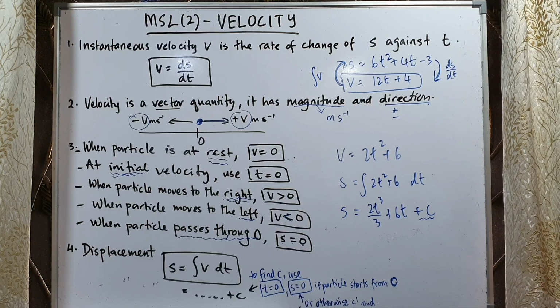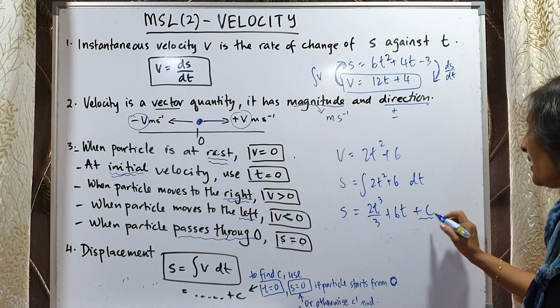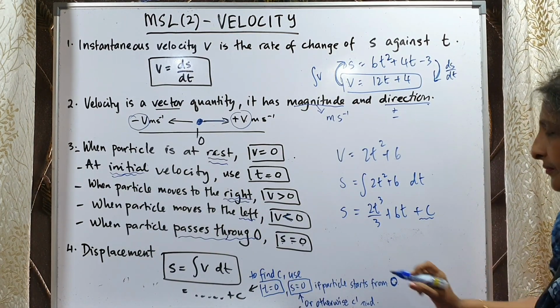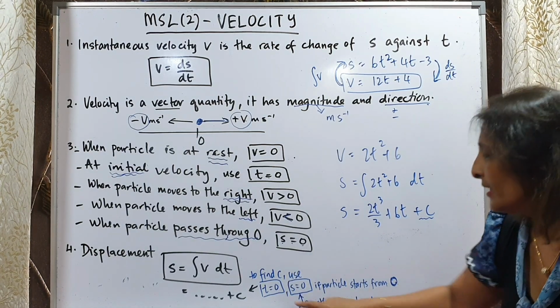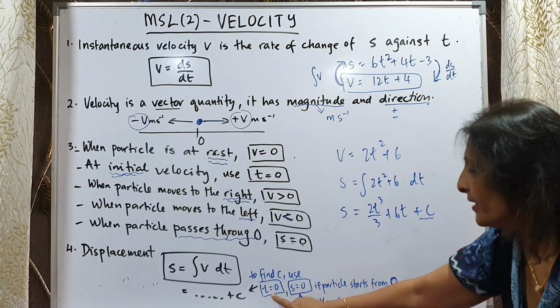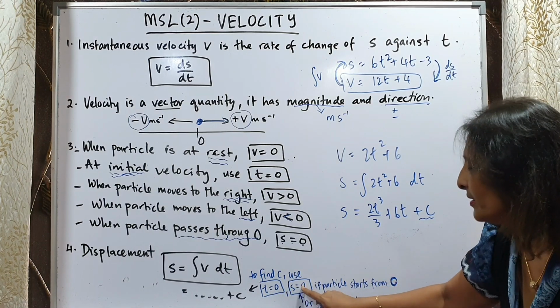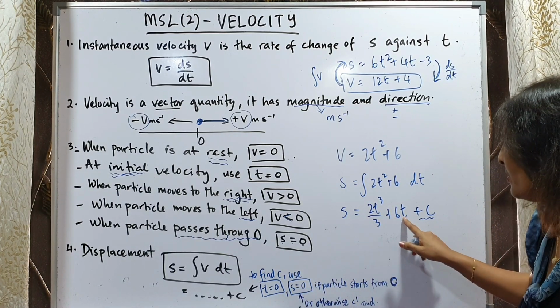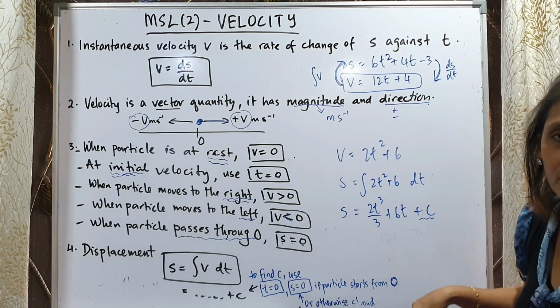Now what you must do is find the value of c. Now how to find the value of c? It all depends on the question. If they say the particle started from O, then you can use when t is 0, s is 0. You sub s equals 0, t equals 0 and you will get c also equals 0.